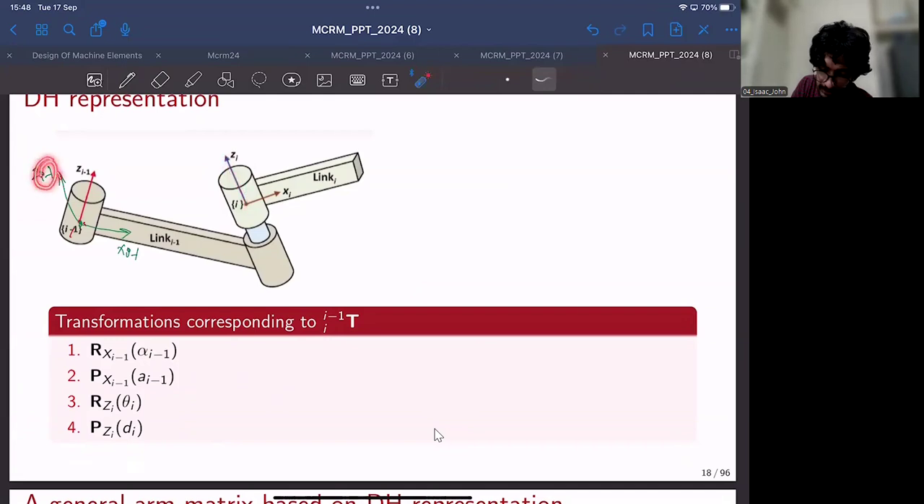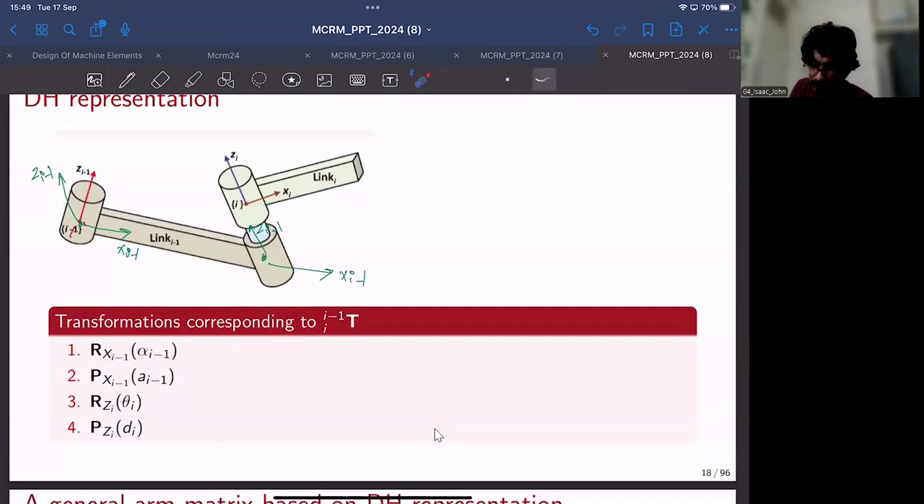Zi minus 1 and Zi are being taken care of. Now there is a finite distance between Zi minus 1 and Zi, this much distance. That you take care of by this transformation, a translation along this axis. Right. So if you translate along this axis, you will end up with the second transformation. So now Zi minus 1 would be like this, and Xi minus 1 would be like this.